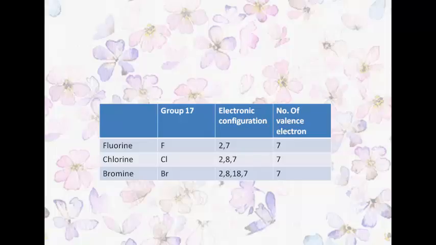The group 17 elements we call halogens. Fluorine, chlorine and bromine have 7 valence electrons in their outermost shell. As the atoms of group 17 elements fluorine, chlorine and bromine have 7 valence electrons each, group 17 accepts one electron easily to complete their octet and form negative ions like F-, Cl- and Br-, having one unit of negative charge. So group 17 elements are monovalent and form negatively charged ions, so they are also called the electronegative elements.